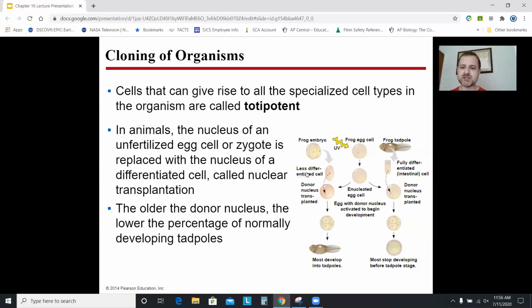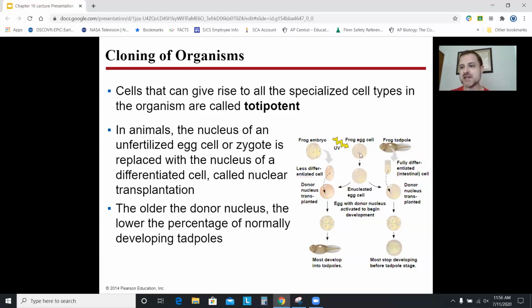So look at this picture. Do I have this bigger? No, I don't. So I have an egg cell and I zapped it with UV radiation, and basically you enucleated it. So take this egg cell and get rid of the nucleus, all right? Then either replace it with a nucleus from a differentiated cell. This shows an intestinal cell of a tadpole, or replace it with a nucleus from a cell of an embryo. So I take the donor egg, get rid of its nucleus, and put in a different nucleus that's already diploid.